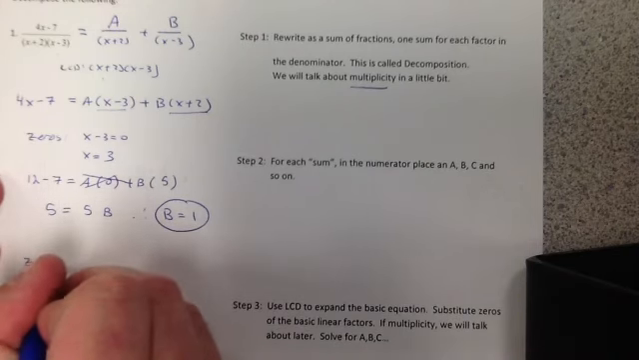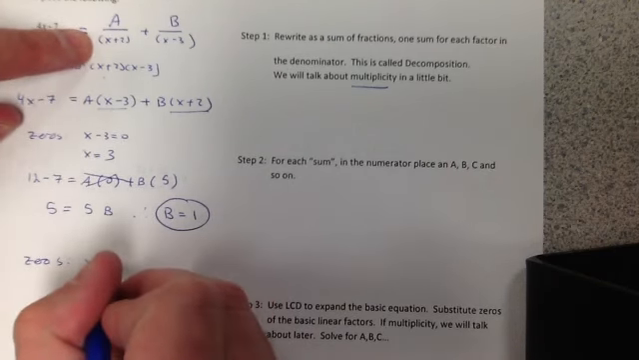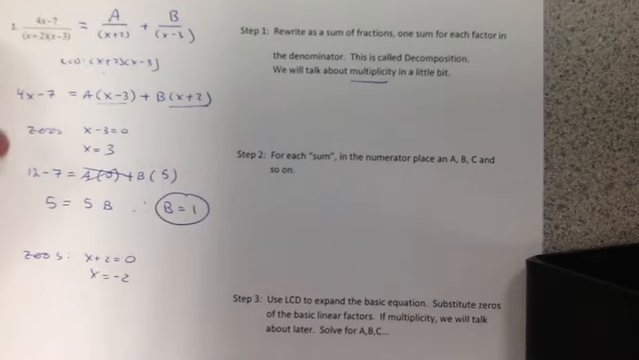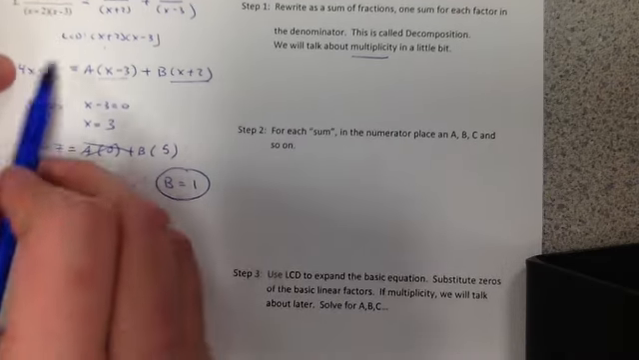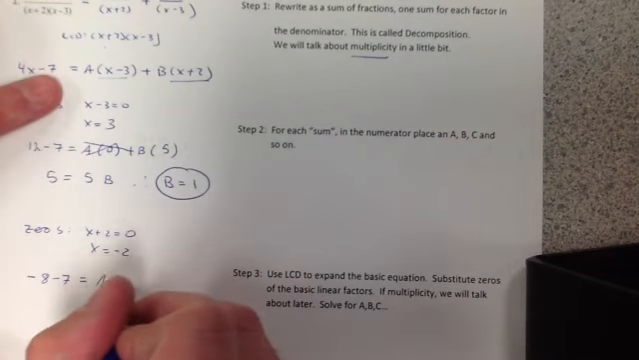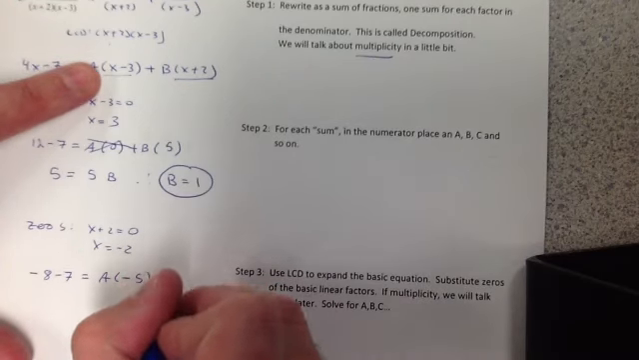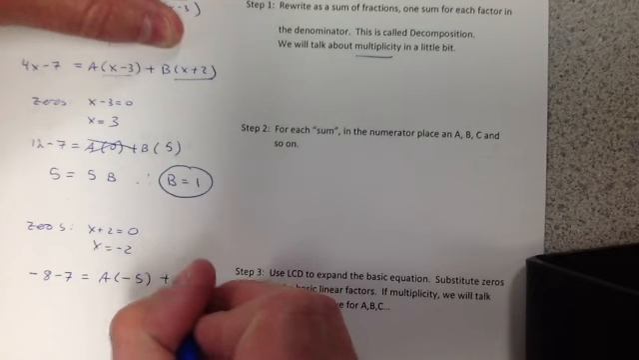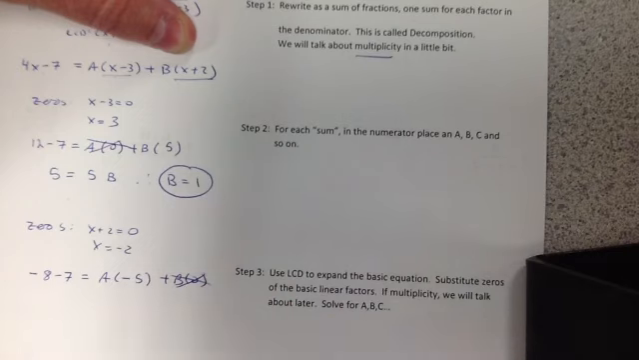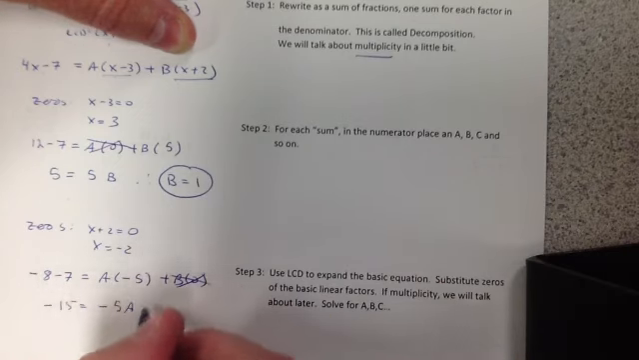So we get my other zero. The other zero comes from x plus 2. Set that equal to 0, we get x equals negative 2. Do my substitution. This time if I plug in negative 2, we get negative 8 minus 7 equals A times (negative 2 minus 3, negative 5). This time it doesn't cancel. And here we get plus B times (negative 2 plus 2, 0). The B just goes away. We like that. We get negative 15 equals negative 5A.